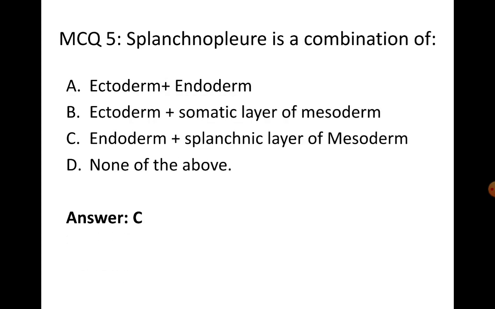Then splanchnopleure is a combination of ectoderm and endoderm, ectoderm and somatic layer of mesoderm, endoderm and splanchnic layer of mesoderm, and none of the above. Your answer should be endoderm plus splanchnic layer of mesoderm, that forms the splanchnopleure, whereas the ectoderm and the somatic layer of mesoderm forms the somatopleure.